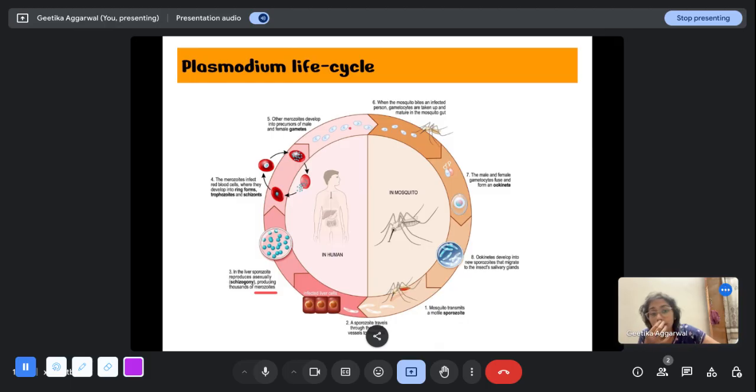Then another mosquito might come and bite this human who is already infected by malaria, and it will take up these gametocytes. So when a mosquito bites an infected person, these gametocytes are taken up by the mosquito and enter the mosquito gut. These male and female gametocytes fuse and form a zygote inside the mosquito, and then these develop into new sporozoites and go and sit in the mosquito's salivary glands, and again the cycle keeps on continuing. So this is what the life cycle of Plasmodium looks like.